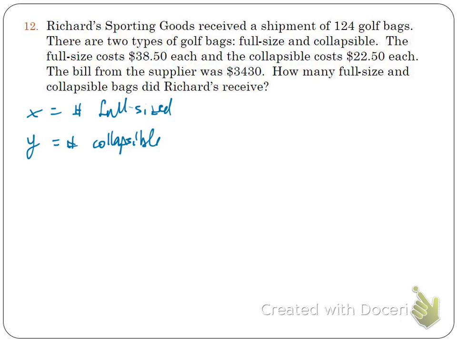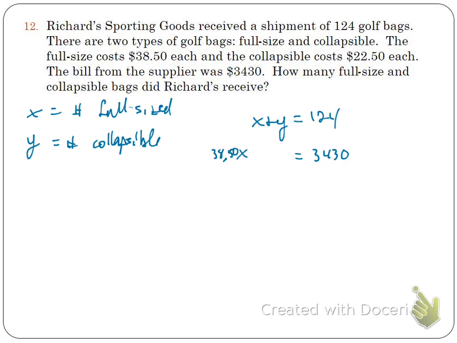And so again, our first equation will come from counting the golf bags. So x plus y, the number of bags of each, needs to equal 124. Now the cost, 124 golf bags cost Richard Sporting Goods $3,430, right? Well, the way we get that total cost is to find out how much the full-size bags cost us and how much the collapsible bags cost. So to find out the cost of the full-size bags, we take the number of full-size bags, which is x, and multiply by the cost of one of them, which is $38.50.